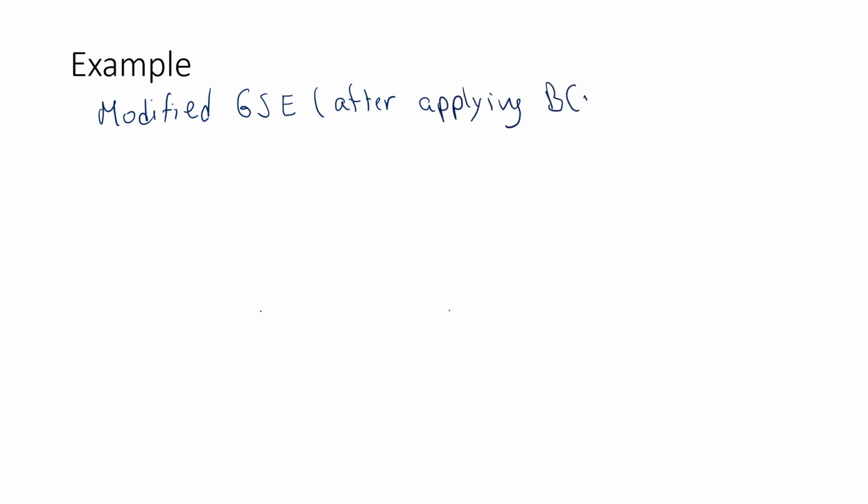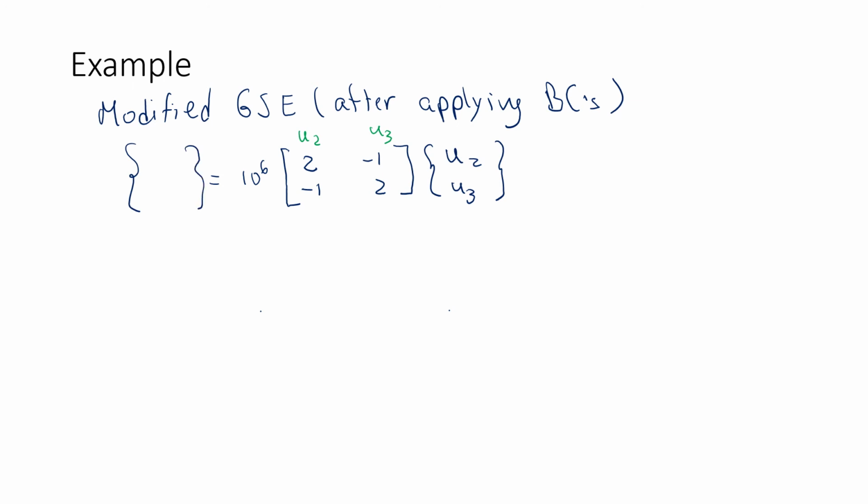So we are going to write modified global stiffness equations, and just to be clear, this is after applying the boundary conditions. So I have here my modified stiffness matrix, 10 to the power 6, and I have here a 2, a minus 1, and minus 1 and 2. Please recall that these correspond to degrees of freedom U2 and U3, and they are going to be multiplied by the nodal displacements U2 and U3, and here this is equal to external forces. Corresponding to U2 and U3, we are going to have the external forces F2 and F3.